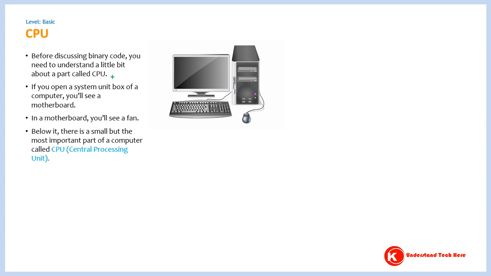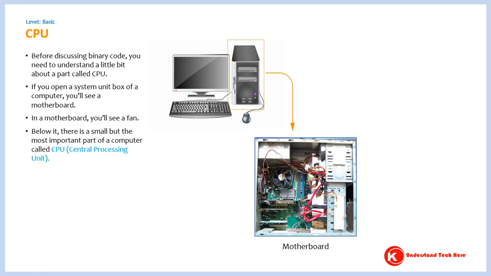Before discussing binary code, you need to understand a little bit about the CPU. So you can see a computer and its different parts here. Now this part is a system unit box. If you open this system unit box, that's what you see. As you can see, important parts of the computer are here. Now you can see a fan here. Below this fan, there is a small but the most important part of a computer called the CPU, which stands for Central Processing Unit.